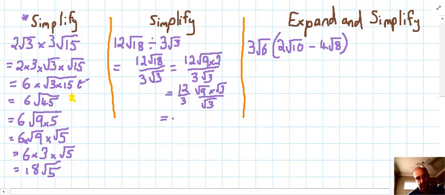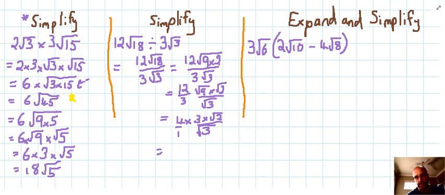12 divided by 3 is 4. Square root of 9 is 3 times root 2 over root 3. Now, of course, that's all times. We can move the 3 with the 4. Sorry. Let me put that square root there. So if we're careful, we can merge those two fractions together.